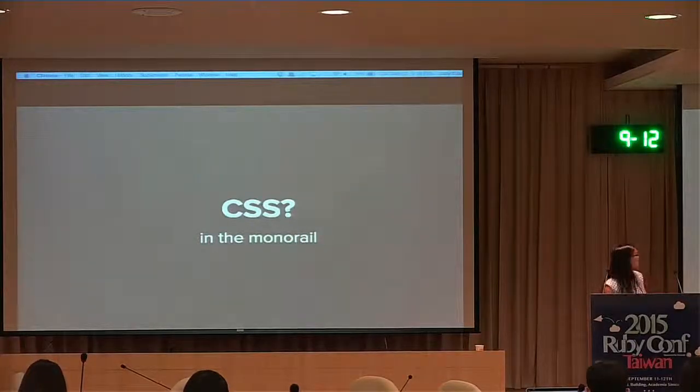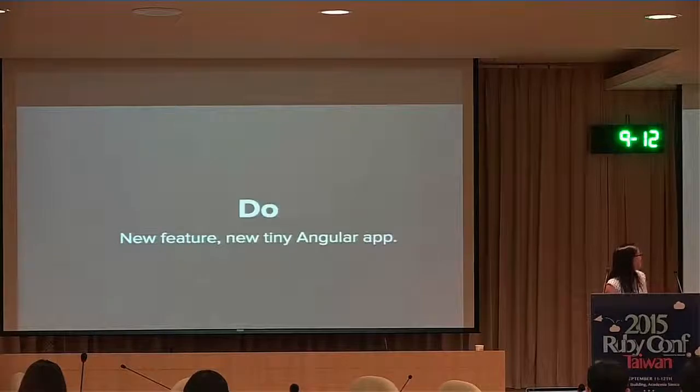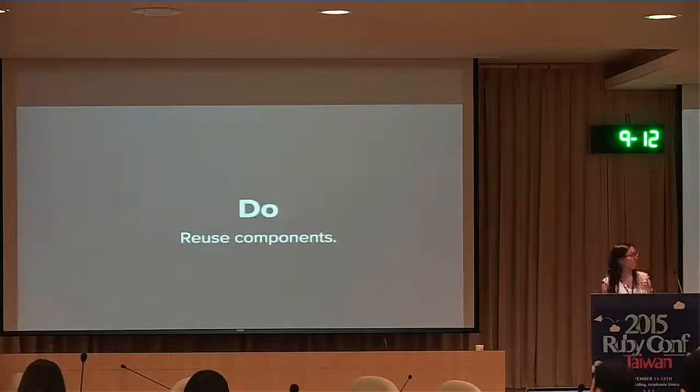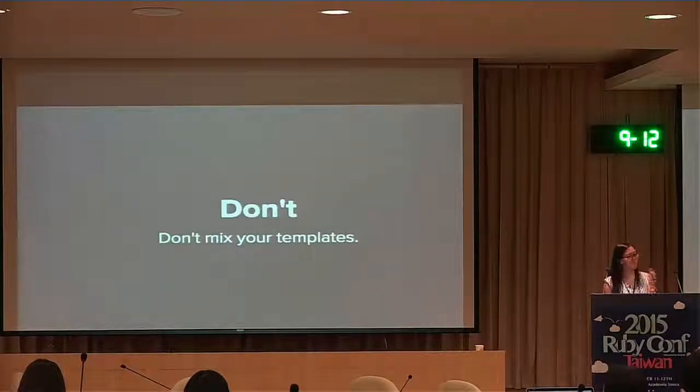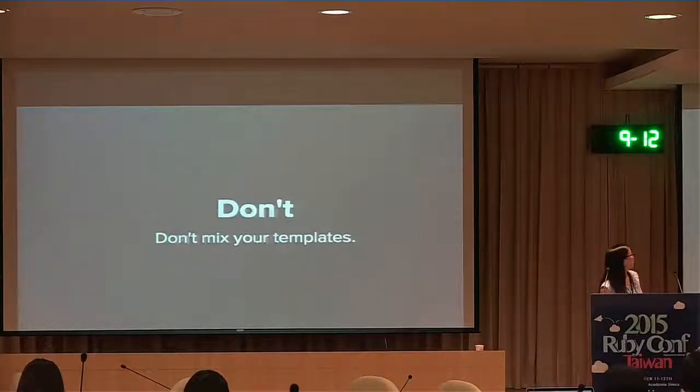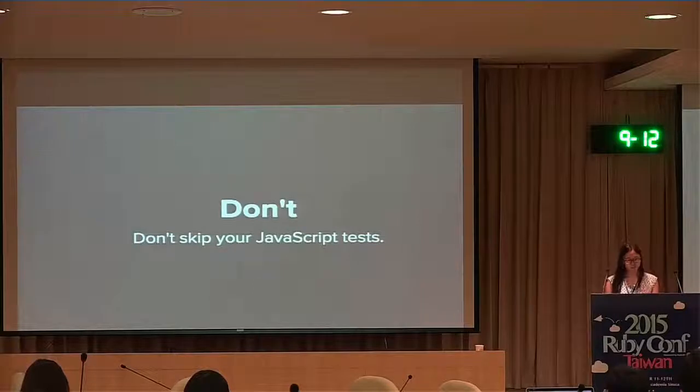And so anyway, in the last few seconds, I'm going to say some do's and don'ts. I think when you have a new feature, make a new tiny Angular app, and do these components. Don't mix up your templates, like don't put too much Angular into your Rails ERB, because you'll get weird flashing as Rails sets up something, shows it to you on the browser, and then Angular takes over and takes it away.